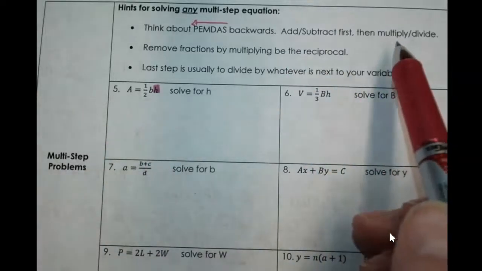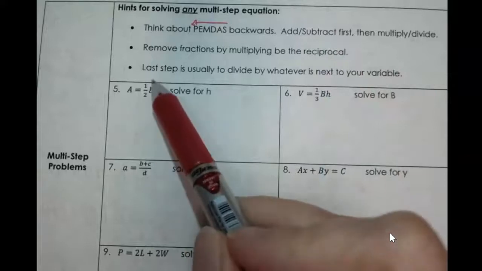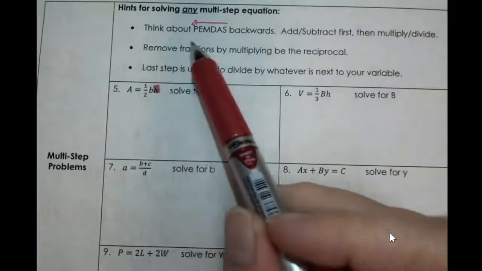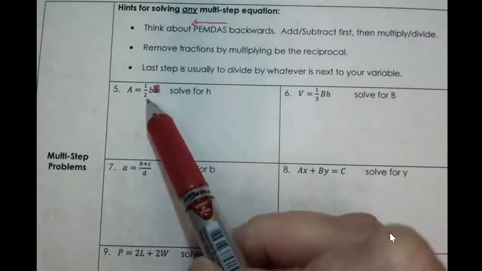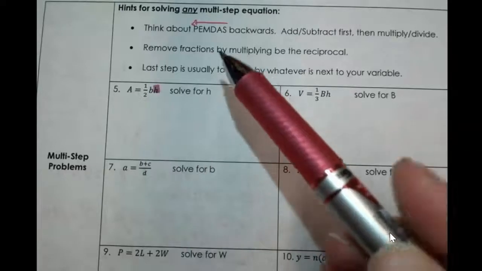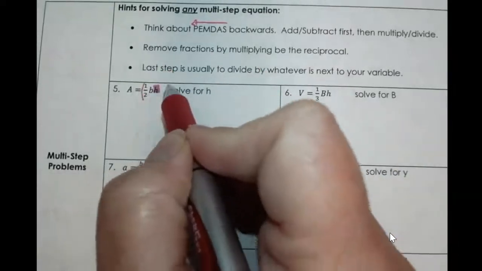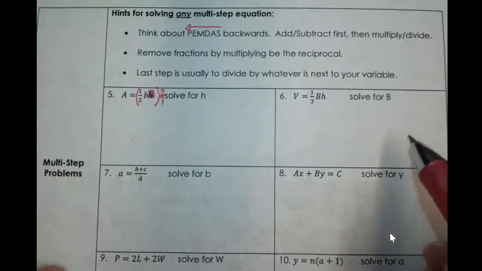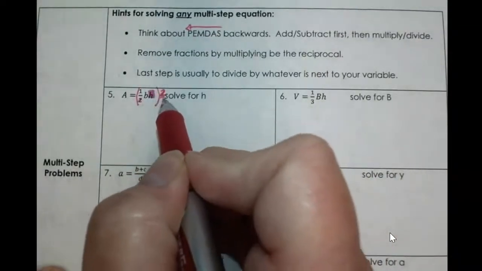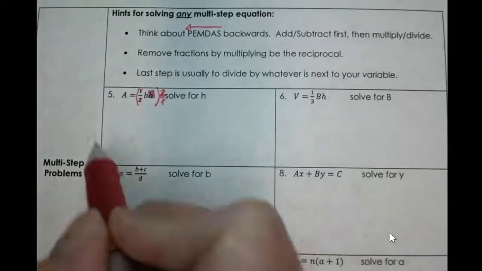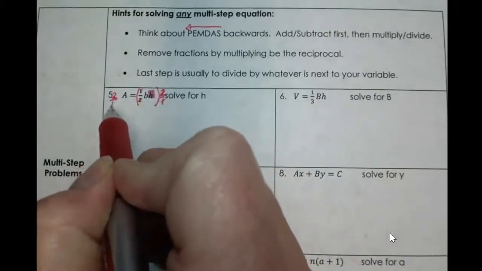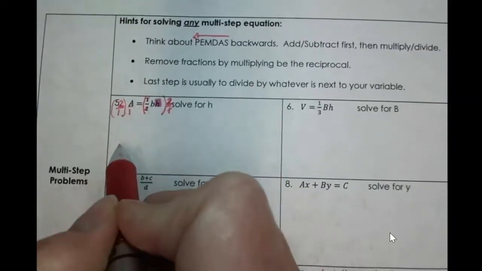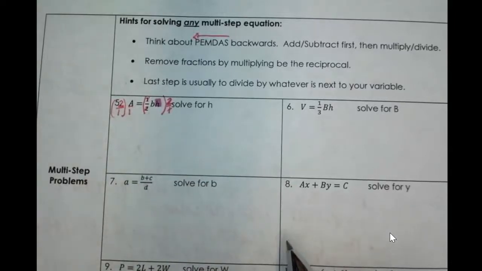So if I look, it says add or subtract first. Well, there's no add or subtract. Then multiply or divide. We remove fractions by multiplying by the reciprocal. Let's get rid of the fraction. We can remove it by multiplying by the reciprocal. The reciprocal of 1/2 is 2/1. So if I multiply this side by 2/1, the 2's cancel and the 1's cancel. But I need to now multiply this side by 2/1 also. And in reality, your A is also over 1 to kind of help you visualize what's happening here.